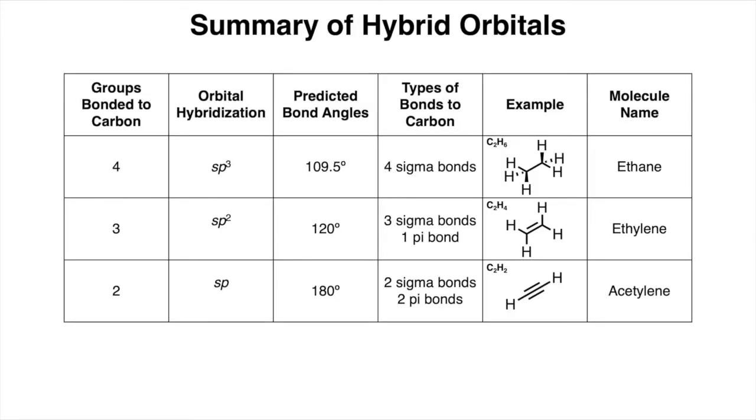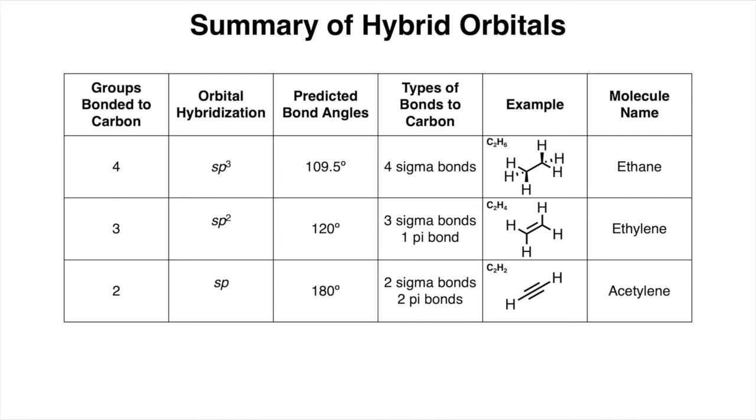So to summarize hybrid orbitals, if a carbon has 4 groups bonded to it, its orbital hybridization is sp3 with bond angles of about 109 degrees. These 4 bonds would all be sigma bonds, and on the right side of the table are some examples of this. And if carbon had 3 groups bonded to it, then it has an sp2 hybridization with bond angles of 120 degrees. 3 bonds would be sigma, and 1 would be a pi bond.